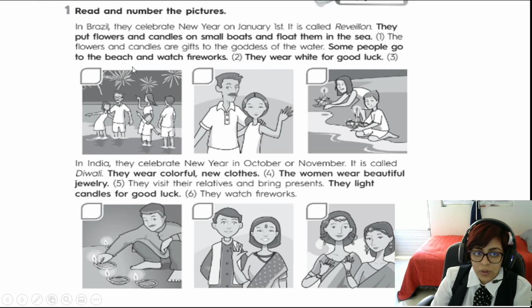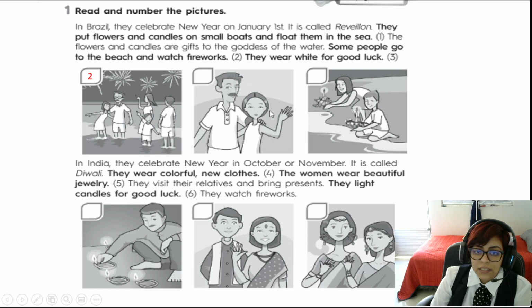So let's start right here. What is this picture? What number is this picture? Number 1, 2, or 3? It is the number 2, right? Because some people go to the beach and watch the fireworks. They are at the beach and they are watching the fireworks.